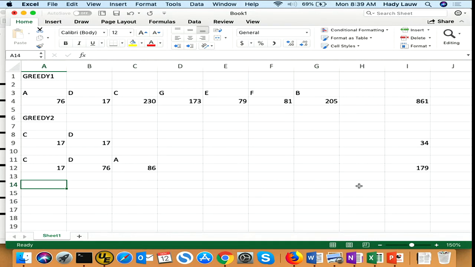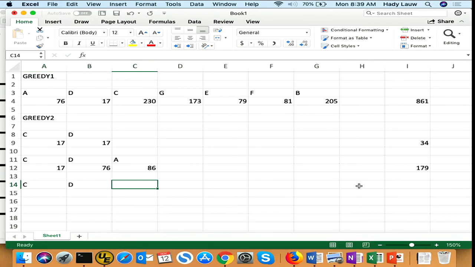Now we need to pick the next city. Currently we have CDA, so we need to pick between B, E, F, G, whichever is closest. From C, the next closest one is G, which is 230. From D, the next closest one is also G, which is 220. For A, the next closest one is also G, which is 144. Between A, C and D, G is closest to A at 144. So we just put G next to A.